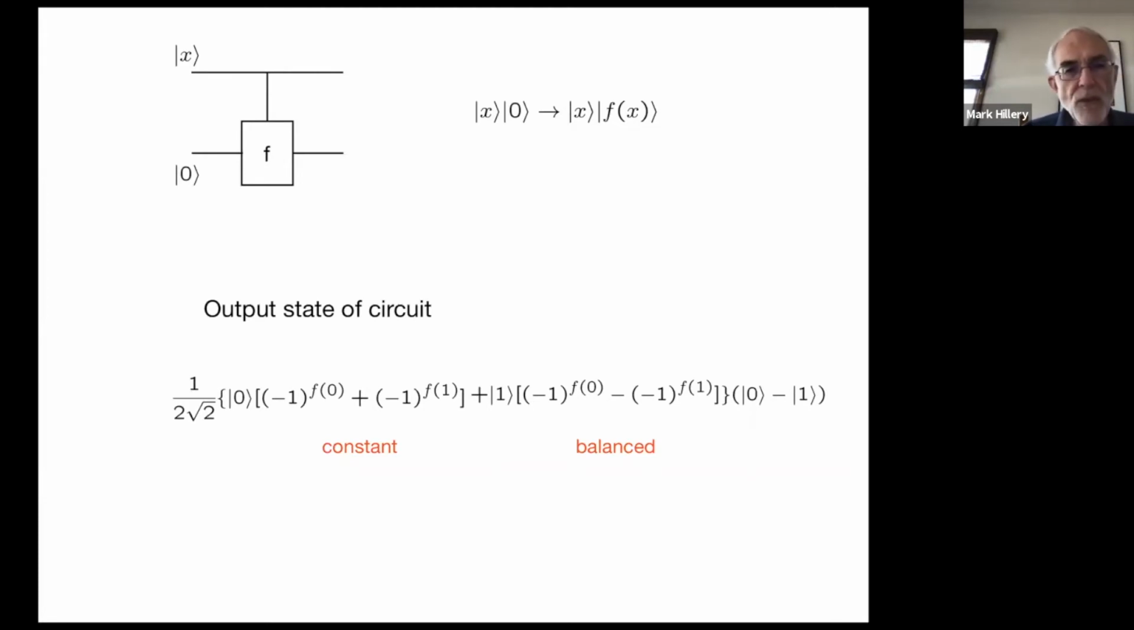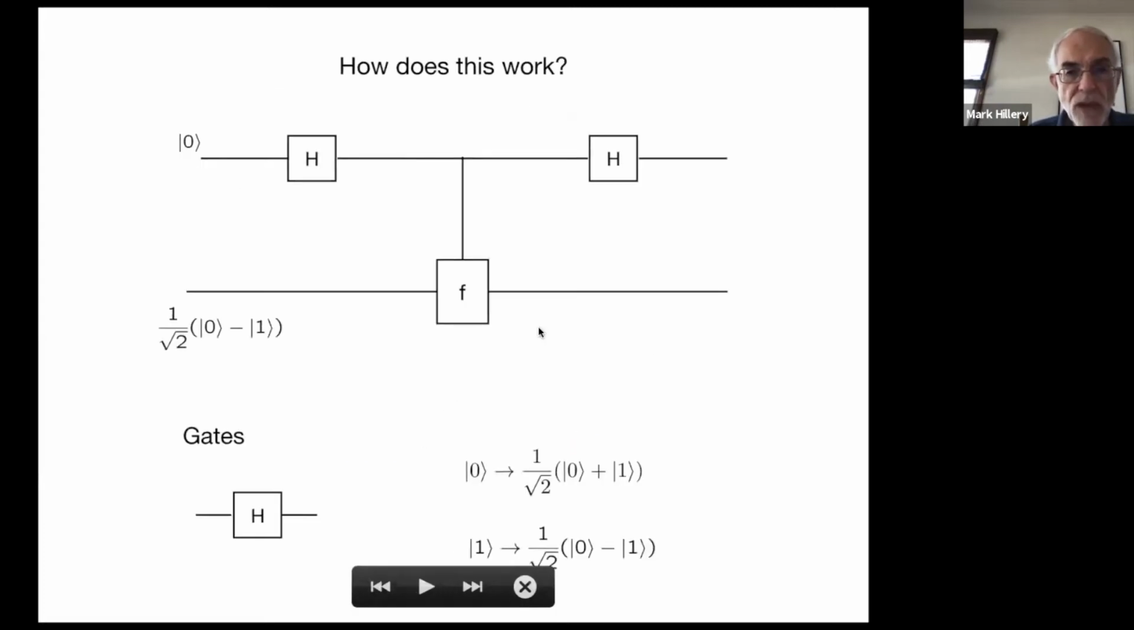So all I have to do is, at the output, measure the first qubit. If it's in the state 0, the function's constant. If it's in the state 1, the function is balanced. And you'll notice, going back to look at the circuit, there's only one use of the black box in that circuit. So we've gotten away with just using one evaluation of the black box, and then we could figure out with certainty whether the function was balanced or constant.